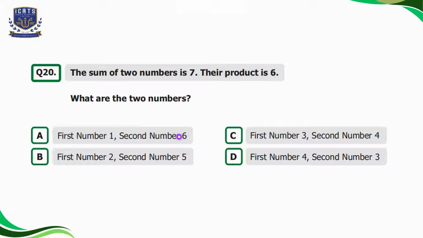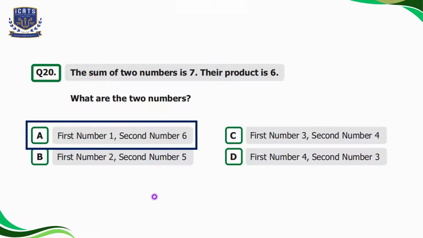We can check the other numbers as well. For example, if I look at option D, if we add 4 and 3, the sum is 7. But when we multiply 4 by 3, that will be 12. So it means it's not correct. So here we will select option A.